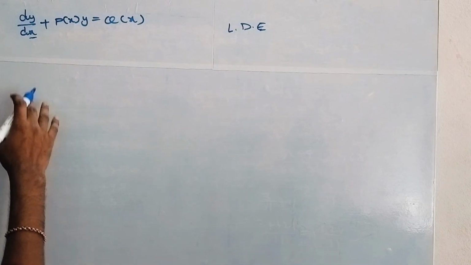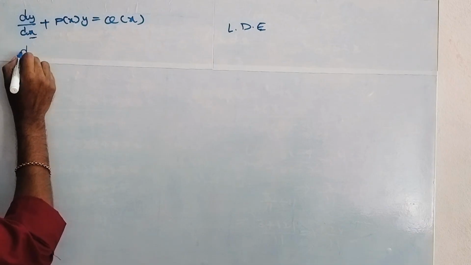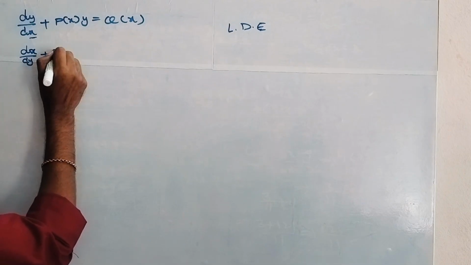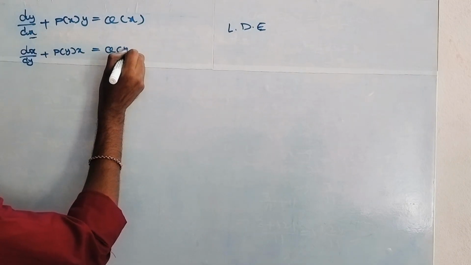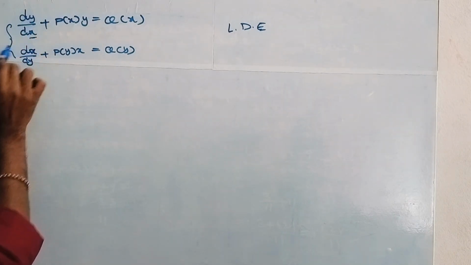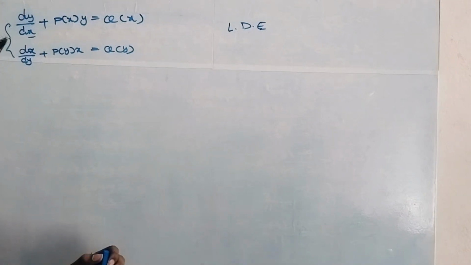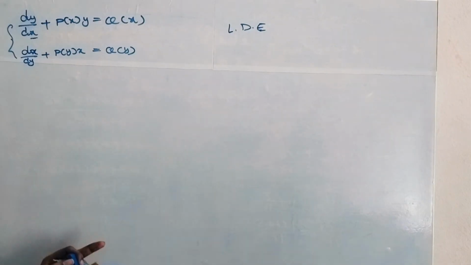Then we write another general form with respect to y: dx by dy plus p of y into x equal to q of y. These two are the main general forms of linear differential equations. Now let's see how to find the solution of these general forms. First we find the integrating factor.